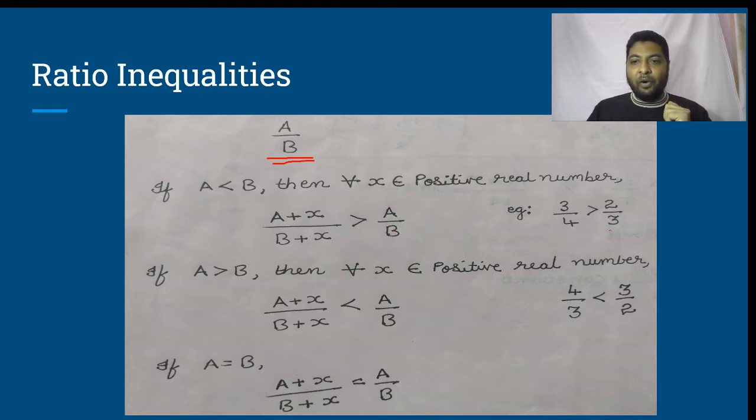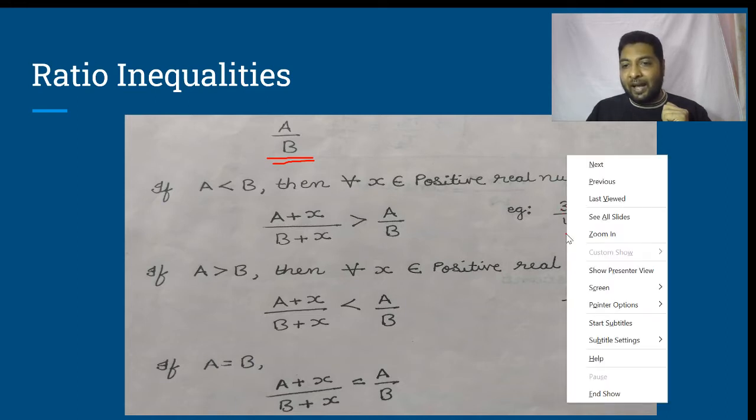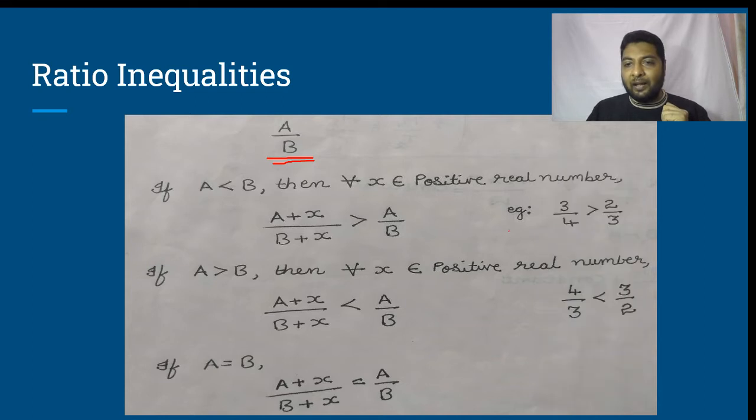For example, consider 2 by 3. If you add 1 to both the numerator and the denominator, then you get 3 by 4. 3 by 4 is greater than 2 by 3.